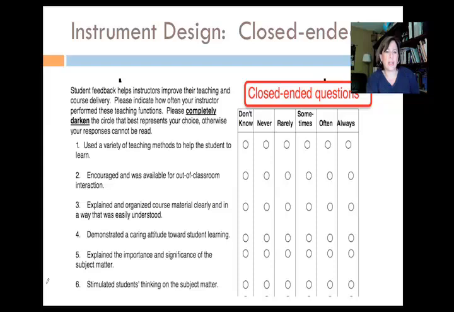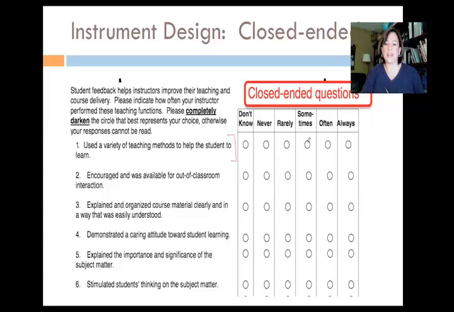It's much simpler to code closed-ended questions for data analysis. We'll talk about coding in a second. Essentially, coding just means assigning a quantitative value to a response choice. For instance, in this case, these are the selections. What frequency does an instructor do these things? This is an example of a closed-ended question: used a variety of teaching methods to help the student to learn. And these are the choices.